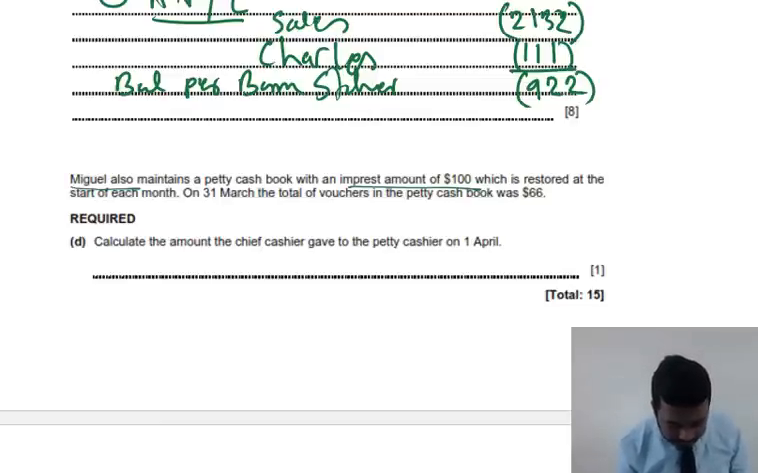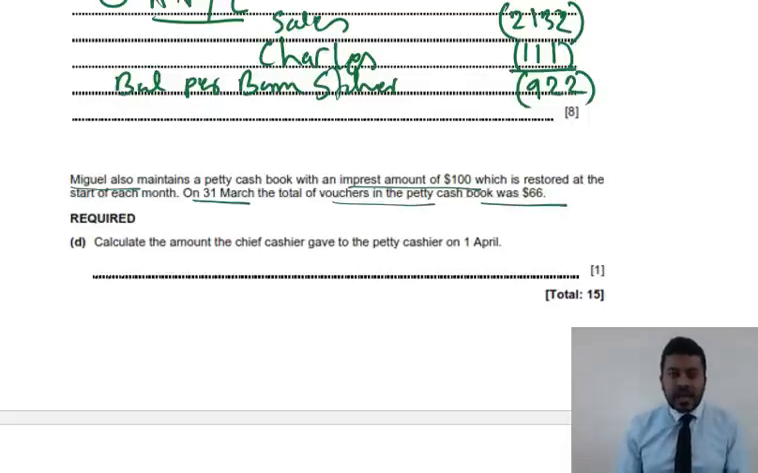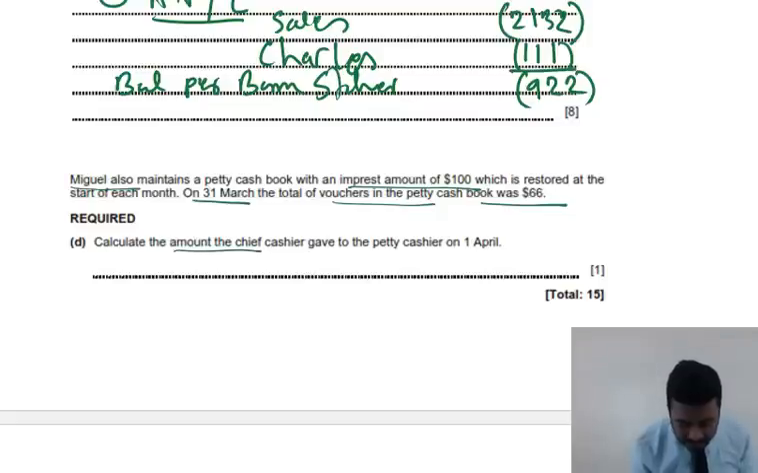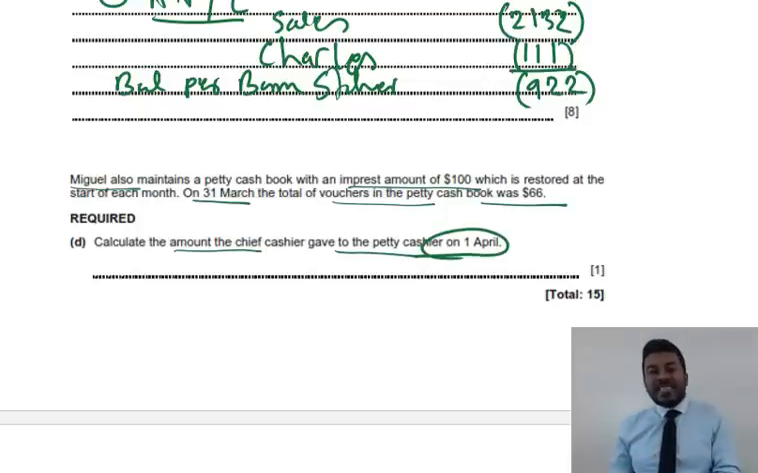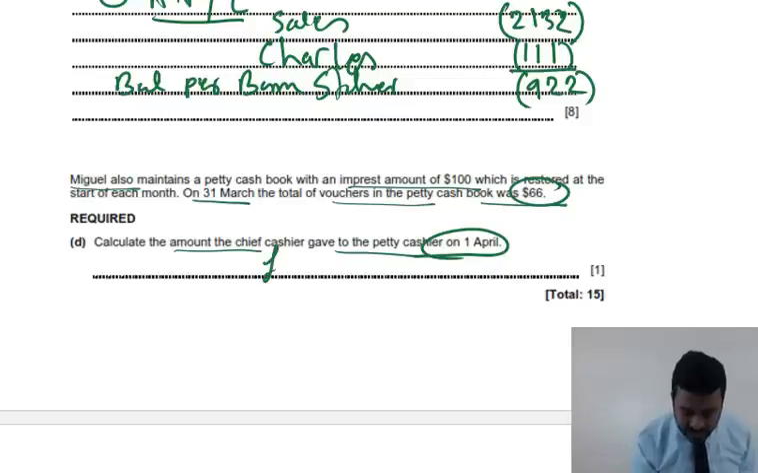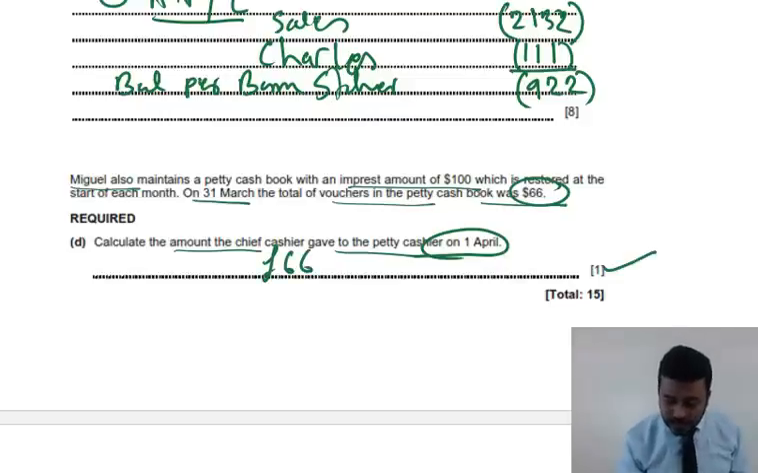All right, on the 31st March, they have a petty cash voucher for 66. They spend 66 pounds. They're left with 44. So calculate the amount that the chief cashier gave to the petty cashier on 1st of April. That's the money been given from the chief cashier to the petty cashier. How much did they spend? Yes, 66, and that's been given, 66. That's your answer. 1. Okay.